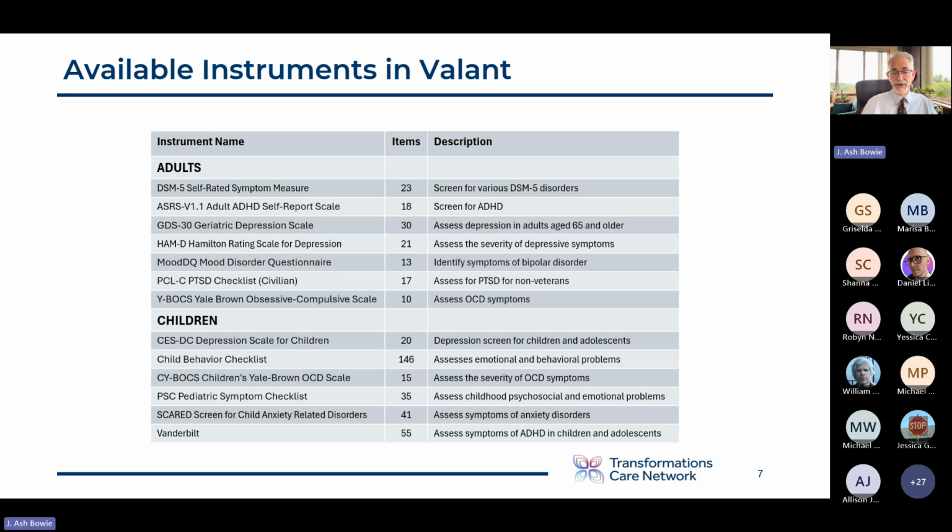The Yale Brown also has an OCD scale for kids. The pediatric symptom checklist, that's another industry standard. That one's only 35 and gives a really great snapshot. The SCARED is very good for anxiety disorders. And of course, the Vanderbilt, everybody should be familiar with the Vanderbilt. That's another industry standard for ADHD in children. This is not comprehensive. I mean, there's actually like 4 times as many as this. These are the ones that I believe are sort of the go-to instruments for what we have in Valent.